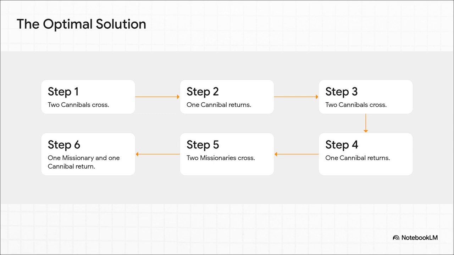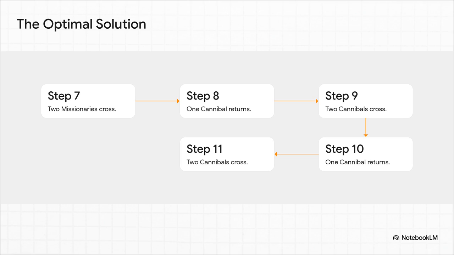And this next move is the really clever one, the one most people miss. 1 missionary and 1 cannibal get in the boat and return together. This is the key to rebalancing everything. Okay, now that we have 2 missionaries on the far side, the last 2 missionaries can finally cross over. Now all 3 are safely on the goal bank. And from here on out, it's pretty much a cakewalk. It just turns into a little ferry service for the cannibals.